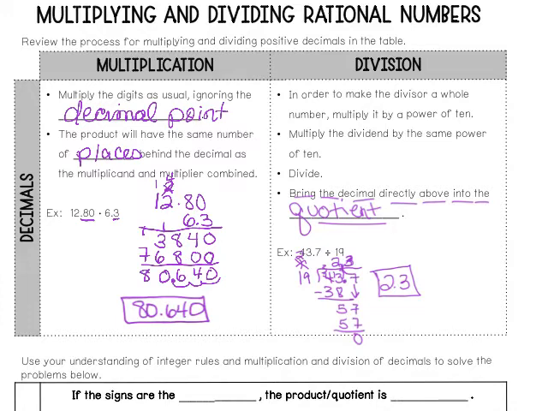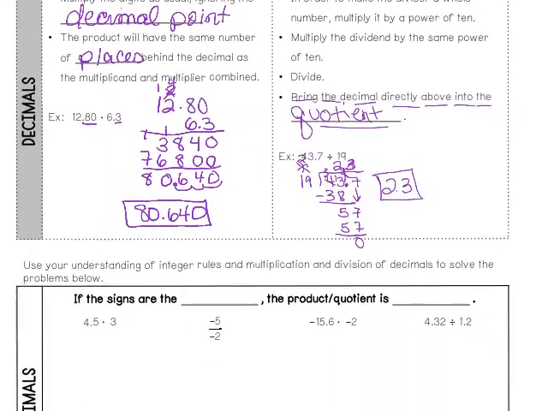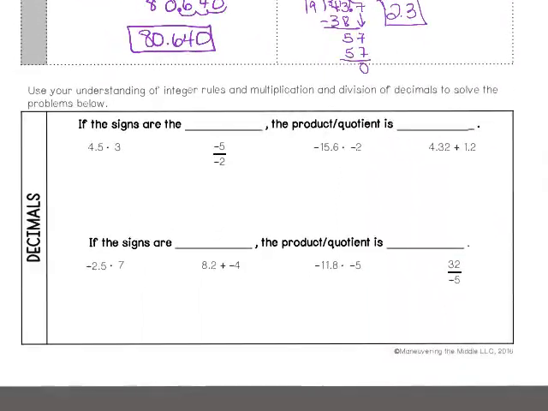Now it says to use your understanding of integer rules and multiplication and division of decimals to solve the problems below. If the signs are the same, the product or quotient is positive. But I'll go one more if there are an even number of negative signs.